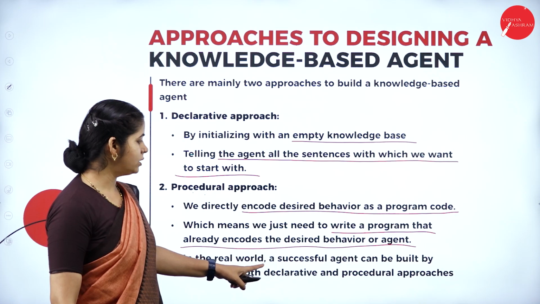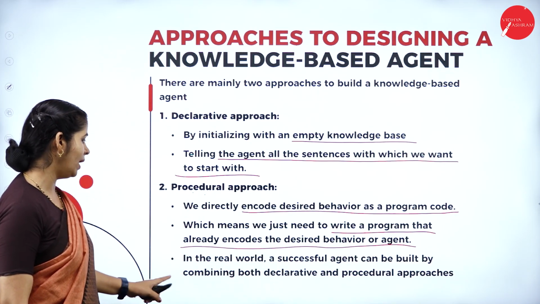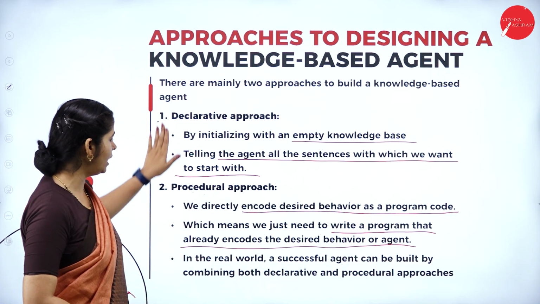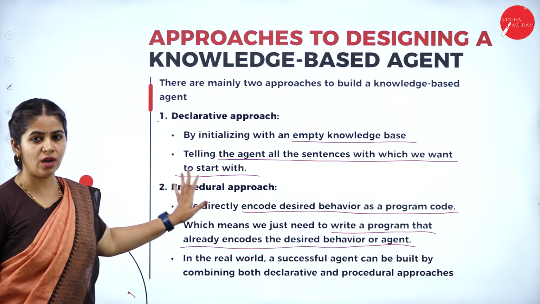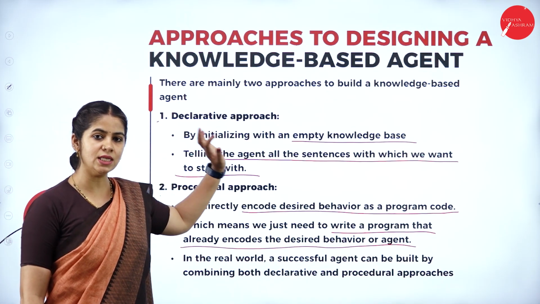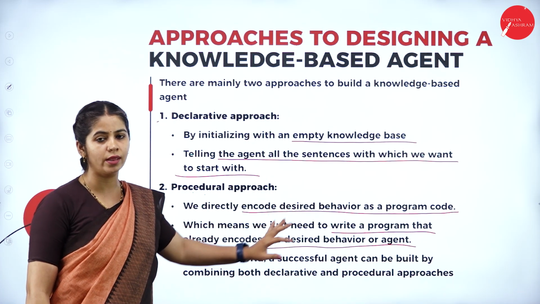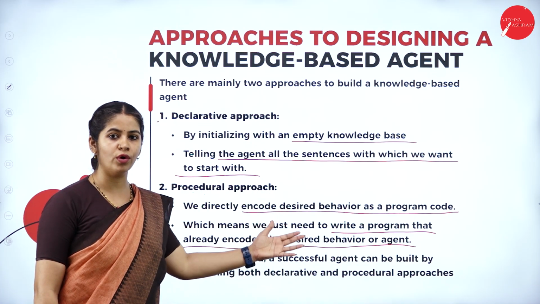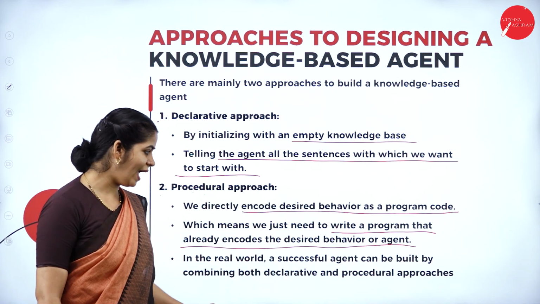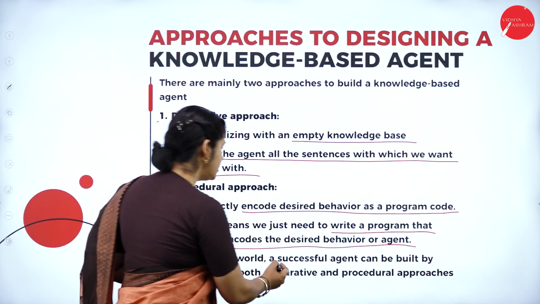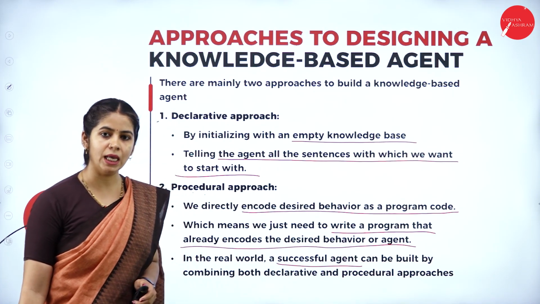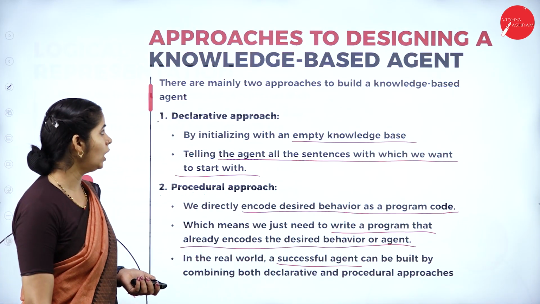In the real world, a successful agent can be built by a combination of both the declarative as well as the procedural approach. Some of the sentences are given using the declarative approach and some of the knowledge is given using programming code. If we use both, we can develop a very successful knowledge based agent. Okay.